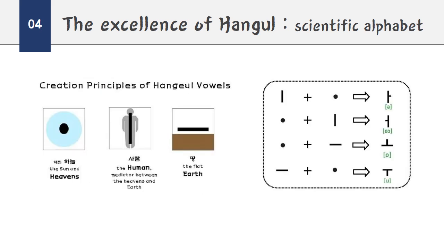Vowels were also created with founding principles. All vowels were created by combining cheon, ji, and in, which mean heaven, earth, and people respectively. Adding cheon to in becomes a. Adding in to cheon becomes eo. Adding ji to cheon becomes o. And adding cheon to ji becomes u. Like this, Hangul is a character that is very systematically created, with consonants and vowels, according to certain principles.